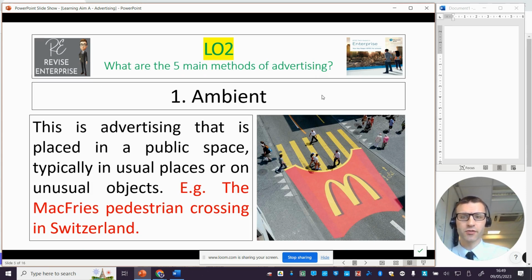Okay, learning objective 2 then. So what are the 5 main methods of advertising? The first one is ambient advertising. There's a picture here on the right-hand side for you to visualize, if you like, what ambient advertising looks like. This is advertising placed usually in a public space, typically in unusual places or on unusual objects. This particular photo here is from Switzerland, and it represents the Macfries pedestrian crossing. So this is an unusual object or unusual place where you will see advertising placed.